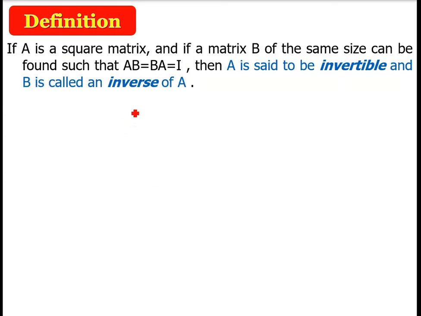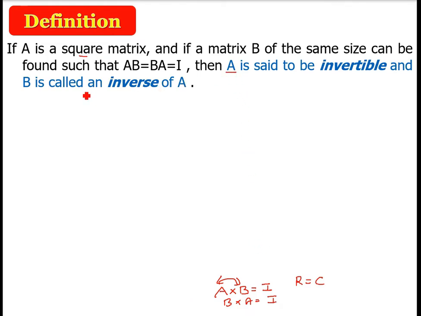By definition, if A is a square matrix and a matrix B of the same size can be found such that AB equals BA equals I, the row and column should be equal. A we are calling B as an inverse, and B we are calling A as the inverse. So A here we call invertible, and B is called an inverse of A. In this case, B is the inverse of A and A is the inverse of B.